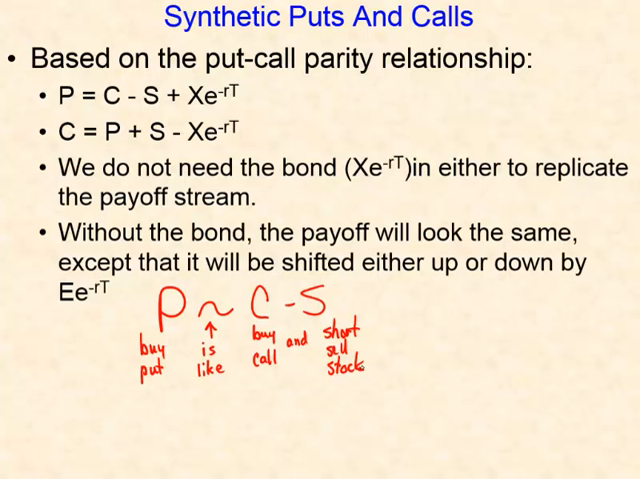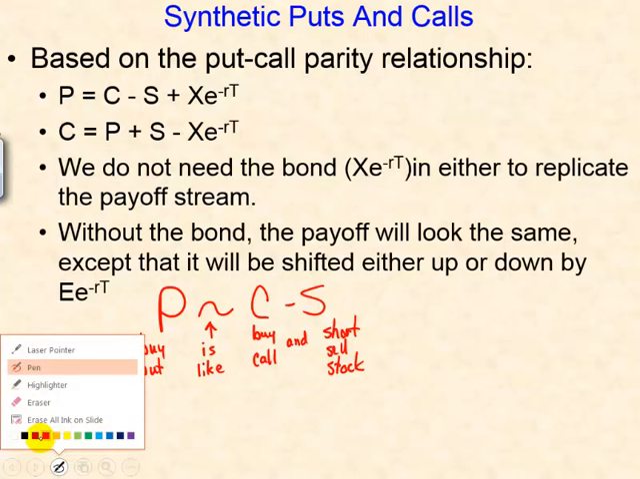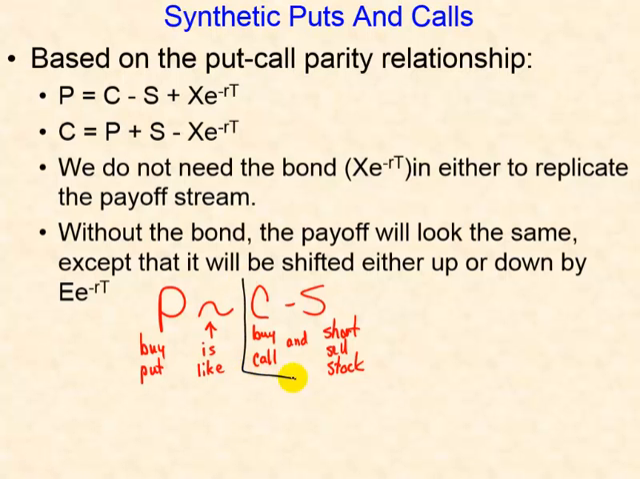So buying a put is like buying a call and short selling the stock. Or we can reverse the equation. We can say that if we buy a call option and short sell the stock at the same time, we have something that acts just like buying a put option. We'll plot that and see that relationship in a minute. So the right-hand side of this equation is known as the synthetic put. There is no put on the right-hand side, but if we do these two transactions, buying a call and short selling the stock, we have created what's called a synthetic put.